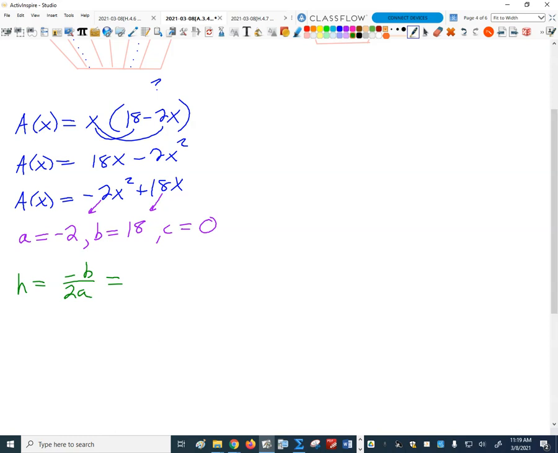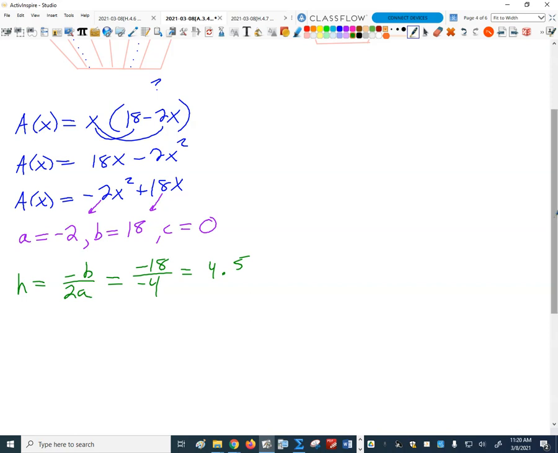So what's that going to give me? If I plug in, if b is 18, then -b is -18 divided by 2 times a, which is -2. 2 times -2 is -4. Negative over negative is positive. And if I divide 18 divided by 4, I'm just going to get 4.5, right? That reduces to 9 halves, we'll just write it as a decimal. That's just 4.5 is my value of h, right?